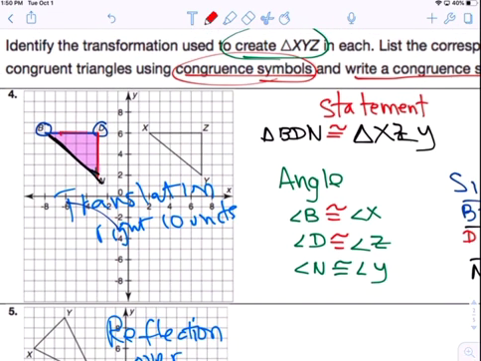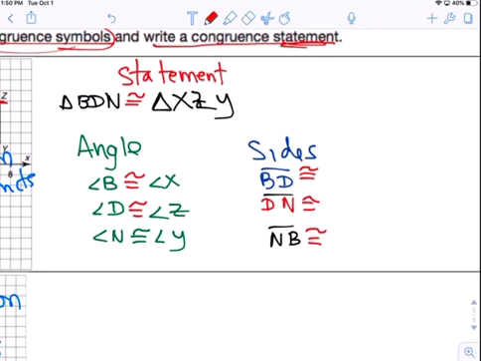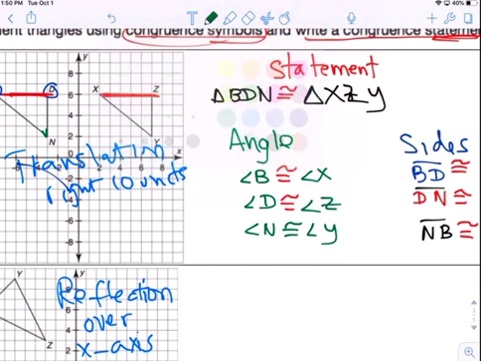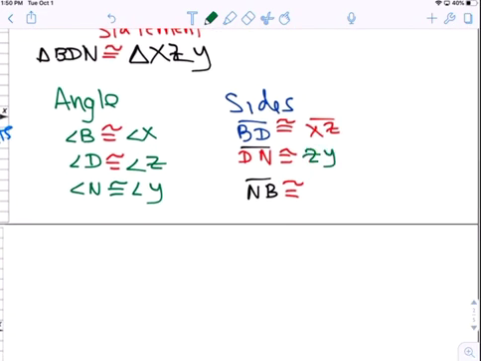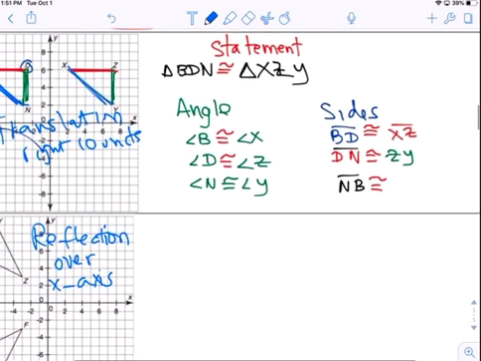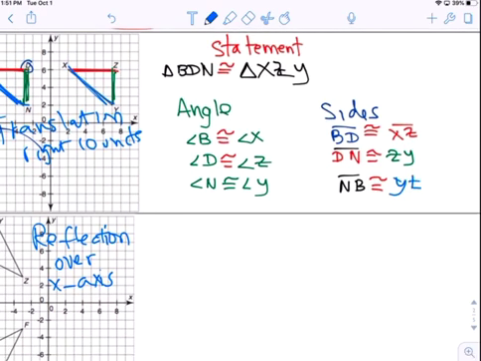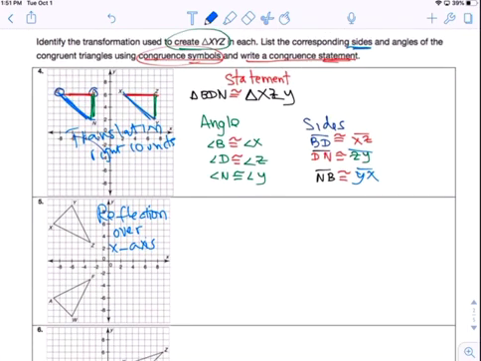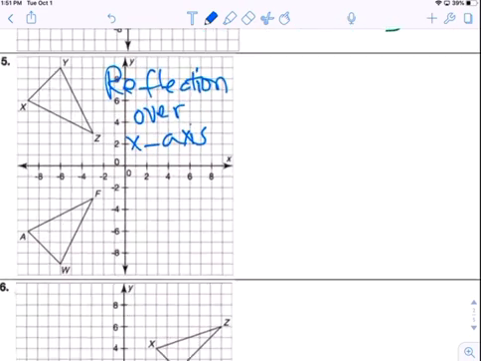B to D is congruent to X to Z. D to N is congruent to Z to Y. N to B is congruent to Y to X. And make sure that you put the line there to represent the sides. Okay, you do that for all of them. You write a statement.